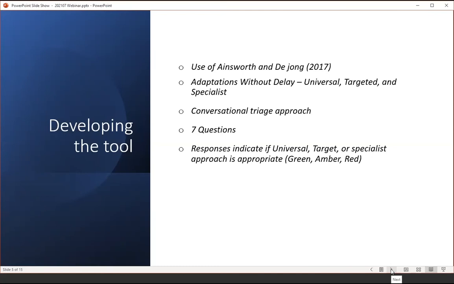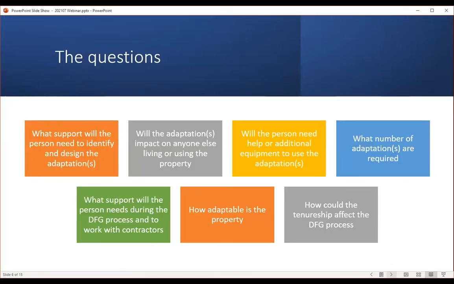So if we go on now, I'm just going to go through the 7 questions that the triage tool is based around. The first one is, what support will the person need to actually identify and design the adaptations? One of the things I will say is that I've taken a very personalised approach, which again we try to do with adaptations without delay. It's this assumption that most of the people we work with are quite capable in terms of understanding their needs, so some of these questions are about the person being very much in the driving seat of the DFG process.